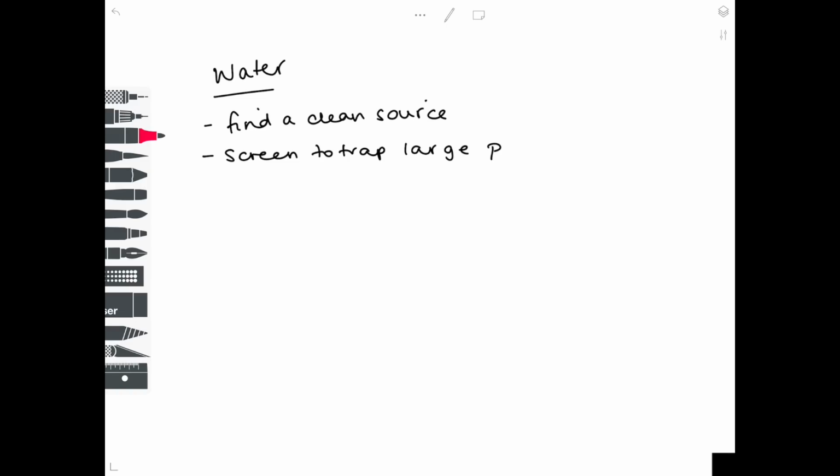How do we make potable water, or water suitable for drinking? So first of all, we want to find a clean source of water. So ideally not one that's full of pathogens, so bacteria and dirt. And then after this, we do need to make sure we clean it a little bit. So we use a screen to trap any large particles. A coagulant is added, and a coagulant is a substance which causes particles to stick together.